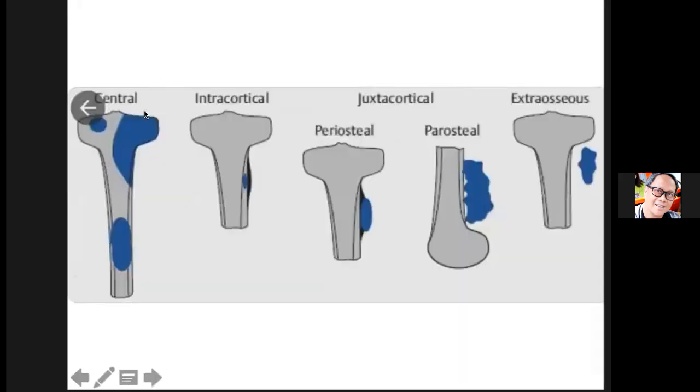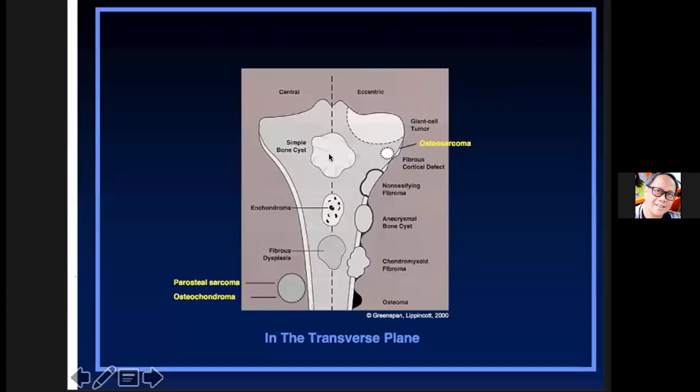No? So maybe to differentiate again, central at the medullary region, okay, intracortical maybe in the cortex, and endosteal may be sitting in the endosteum, on the inner lining of the cortex. Periosteal, of course, is in the periosteum. Parosteal sits on top of the periosteum, while extraosseous are usually in the surrounding soft tissues. No? So, okay, this is in the transverse plane. No? Again, starting from the center, the medullary region, as you go outward, then there are specific common areas of these different types of benign and malignant lesions. No?